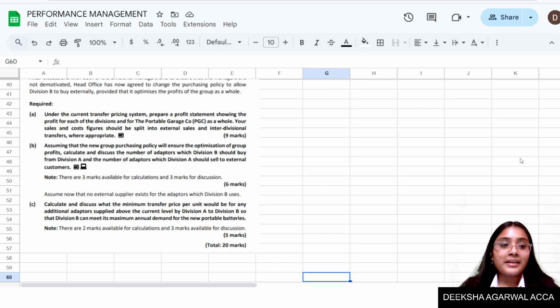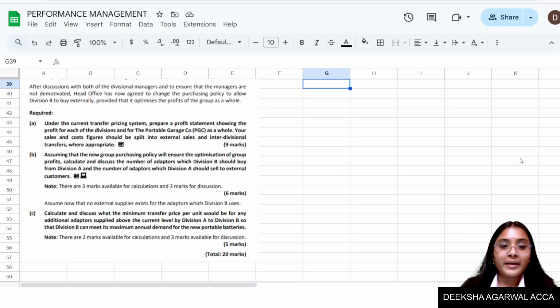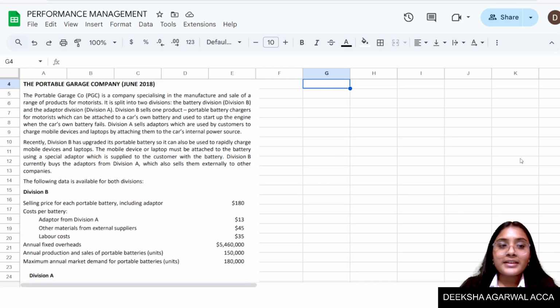Now, part B is assuming that the new group purchasing policy will ensure the optimization of group profit. Calculate and discuss the number of adapters which division B should buy from division A and the number of adapters which division A should sell to external customers. 3 marks are available for calculation and 3 for discussion. Calculate and discuss what the minimum transfer price per unit would be for any additional adapters supplied above the current level by division A to division B so that division B can meet its maximum annual demand for the new portable batteries.